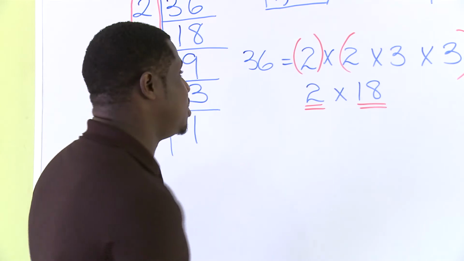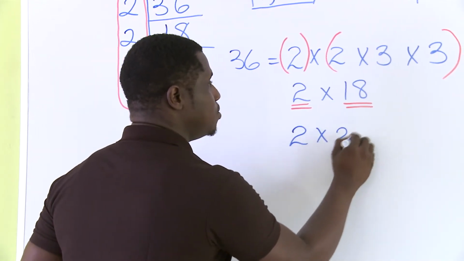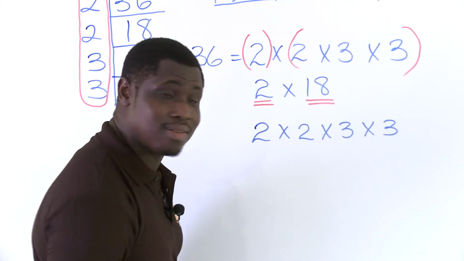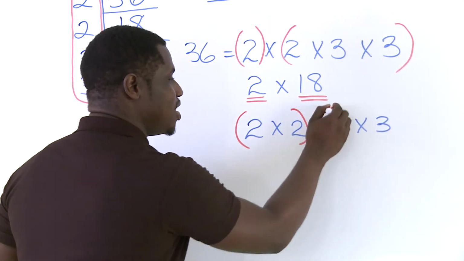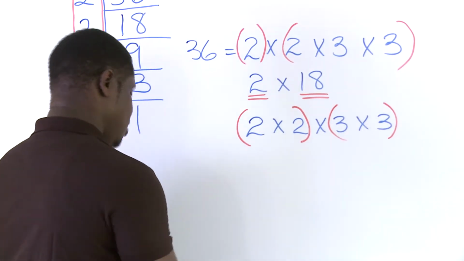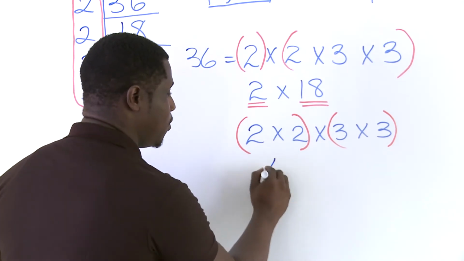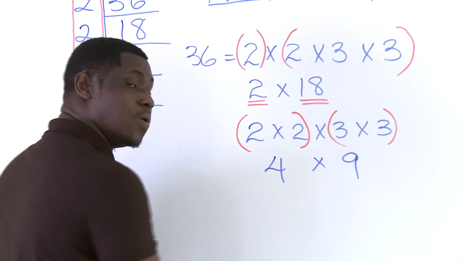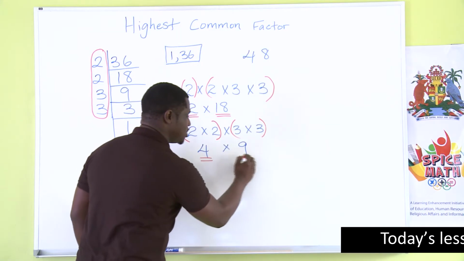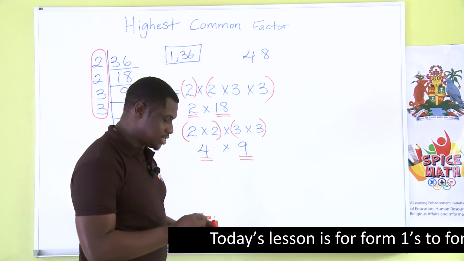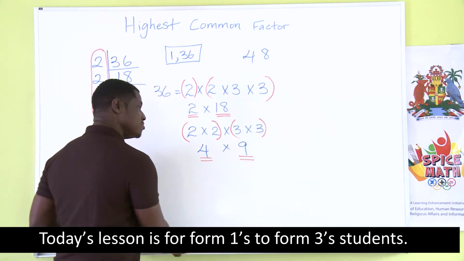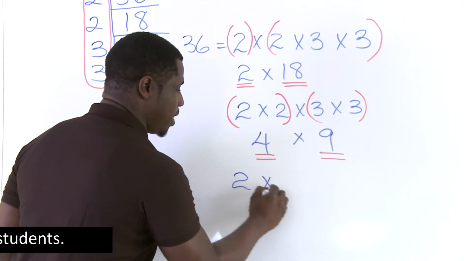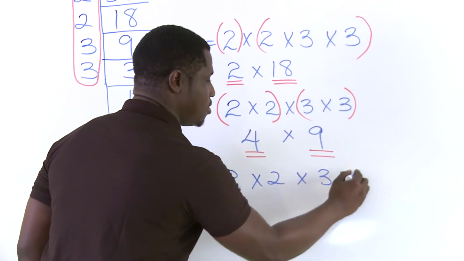Now I have to group differently again. I have 2 by 2 by 3 by 3. What do you think? Let's group 2 by 2 and then 3 by 3. 2 by 2 gives me 4 and 3 by 3 gives me 9. What I did there, I found 2 additional factors of 36. Am I done? No, we're not finished as yet. Let's try another combination. 2 by 2 by 3 by 3.